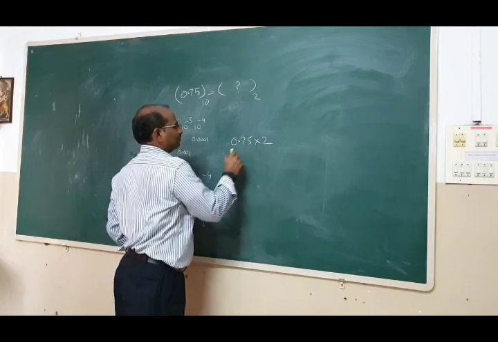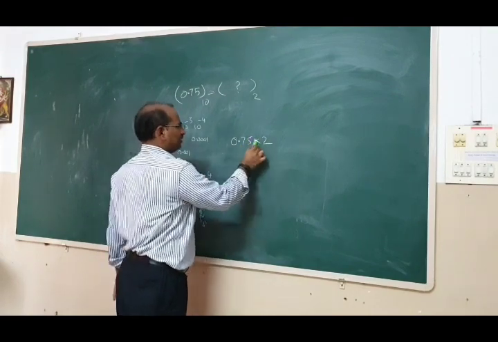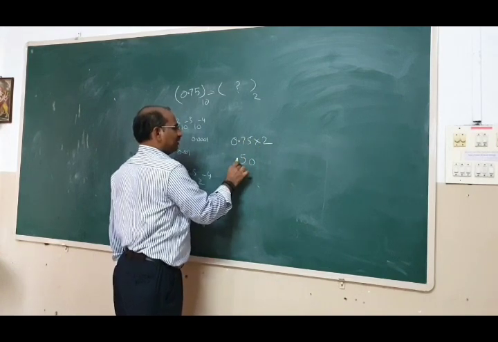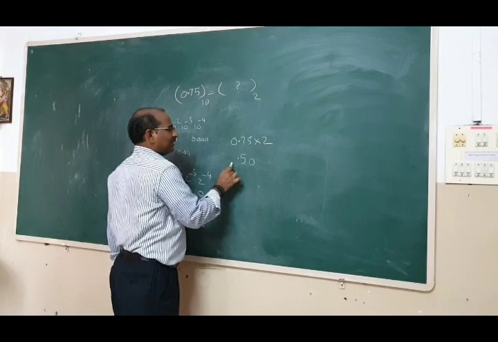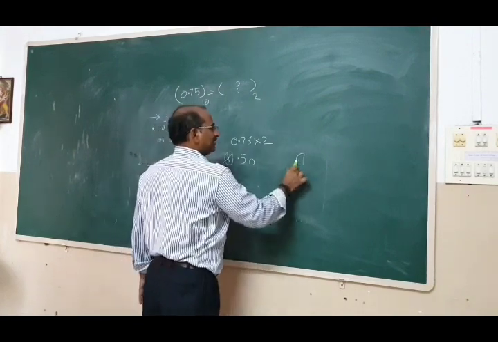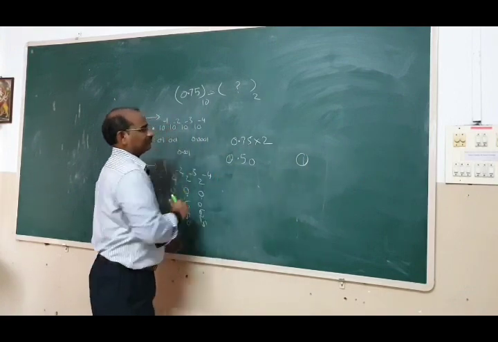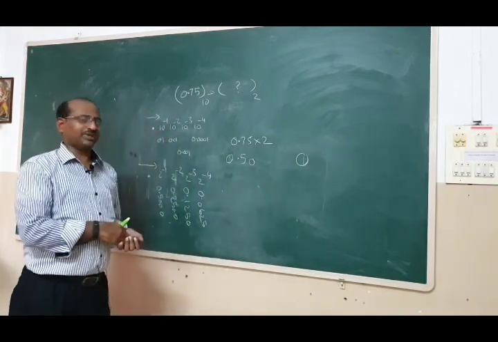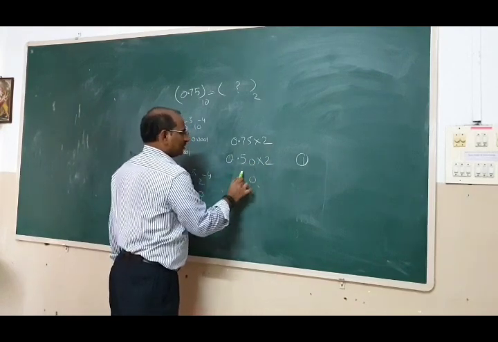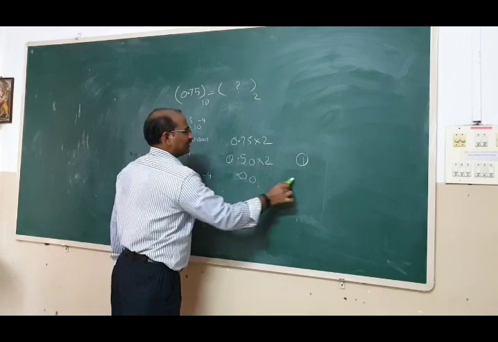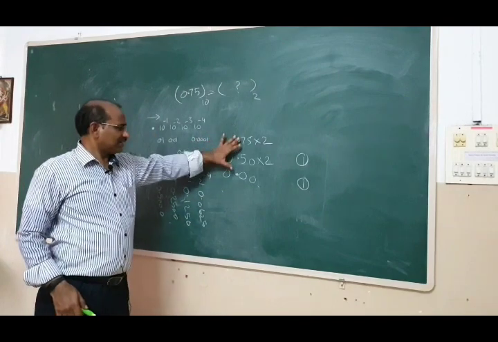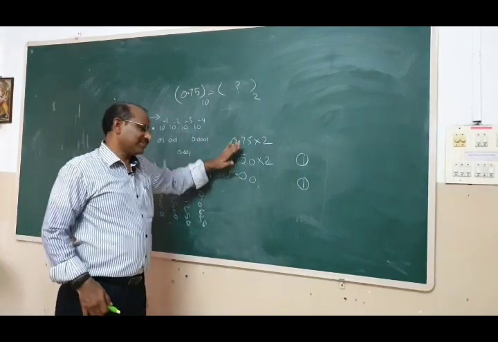0.75 into 2. Now multiply this one. So 2 5s are 10, 2 7s are 14. Now you are getting 1.50, but you don't write this one here. You take this one here and you write this 0. Right? Again multiply with 2. 2 0s are 0, 2 5s are 10. Don't write 1 here. See, every time you will not get like this. It will extend further.